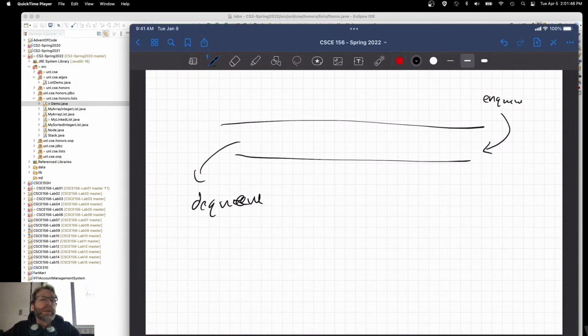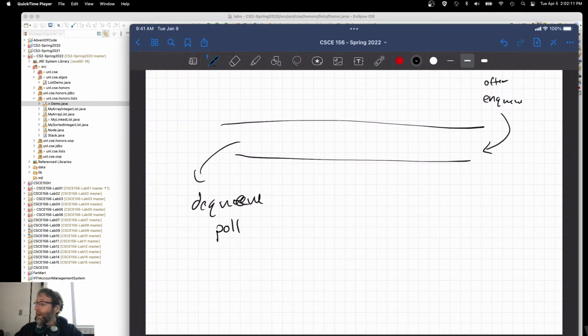Sometimes the same names, push and pop, are used. I don't like to do that because it confuses it with a different data structure. Other times, something like offer is used. You offer it up to the queue, and then poll. You're polling the queue for an element, right?